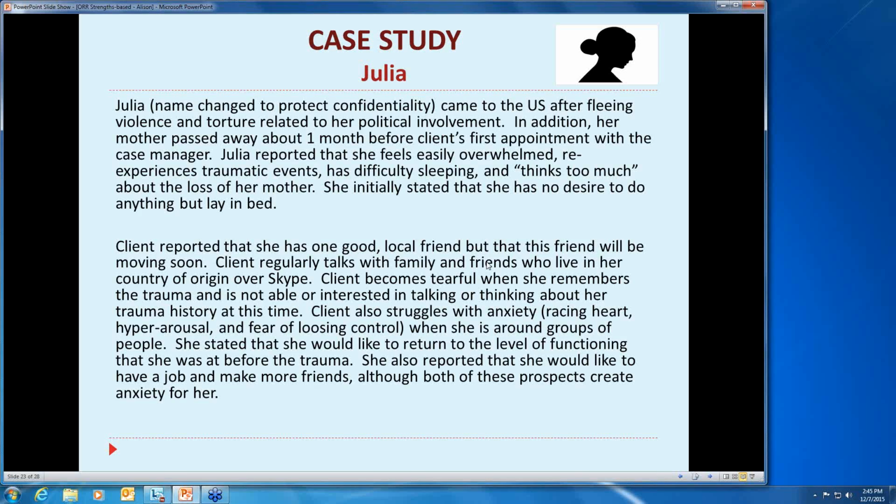She stated that she would like to return to the level of functioning that she was at before the trauma. She also reported that she would like to have a job and make more friends, although both these prospects create anxiety for her.